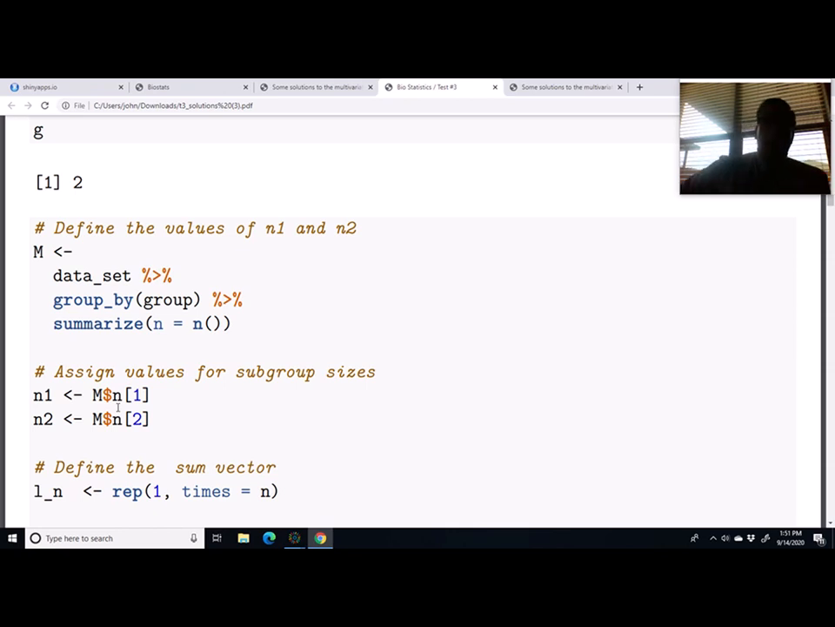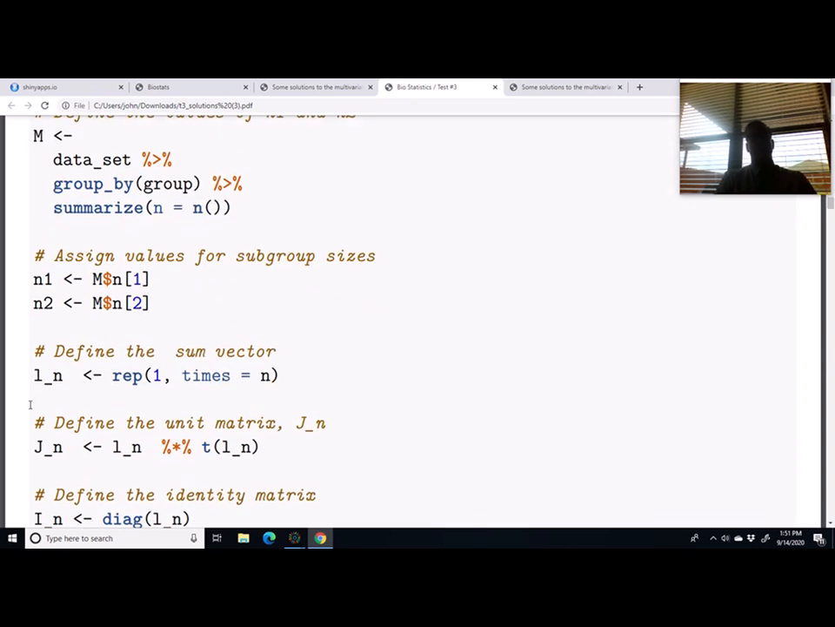Now, in this article they talk about the hat matrix, the identity matrix, the centering matrix, the unit matrix, etc. And in linear algebra, many of those matrices and vectors can be put together by starting with the sum vector. So here Ln is repeating 1 times n. That's the sum vector. One reason you can call it the sum vector is that if you take the inner product with another vector, it will just add up the elements of the vector.